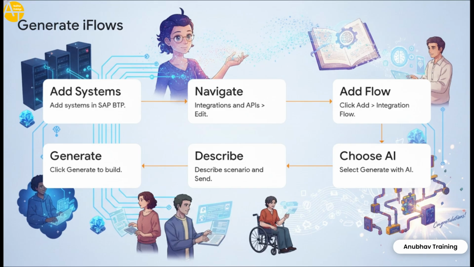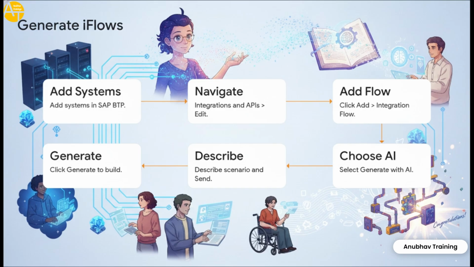Okay, Step 2. Navigate to Integrations and APIs and click Edit. Step 3. Click Add, then Integration Flow. Step 4. Choose that brand new option, Generate Integrations with Assistance from AI. Step 5. This is where you work your magic. Simply describe your scenario in plain text, choose your pre-scanned sender and receiver systems, and click Send. Finally, Step 6. Click Generate. Boom! You've just generated a complex iFlow without manually dragging a single component onto the canvas.